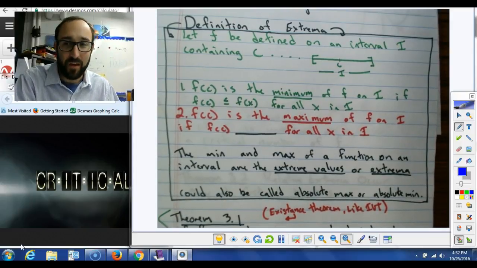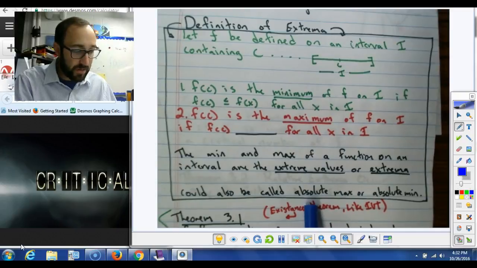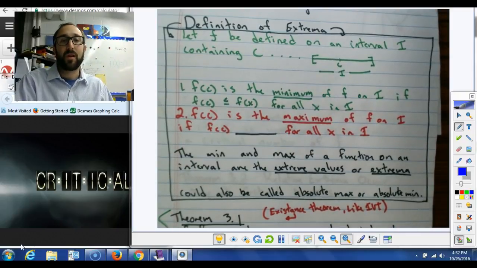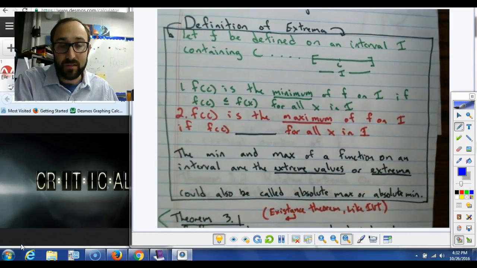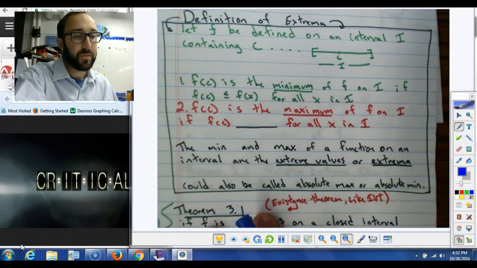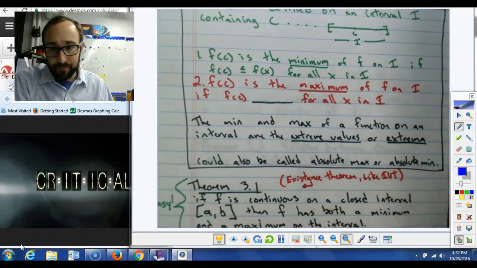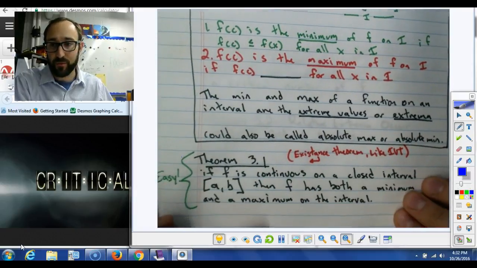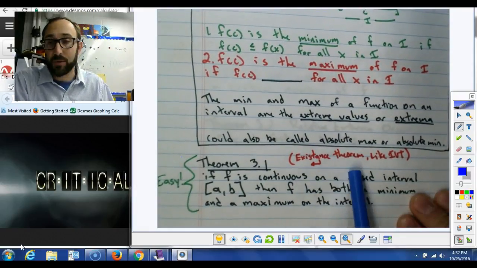Nice job. Okay, so we could also call this the absolute max or the absolute min. That means they're the highest point the graph ever gets or the lowest point the graph ever gets. No matter how far out we go, if we go all the way out to infinity, it maybe only goes to a certain spot. Okay, so that's the idea of maximum and minimum. Our first theorem, theorem 3.1, is actually an existence theorem, kind of like the IVT.